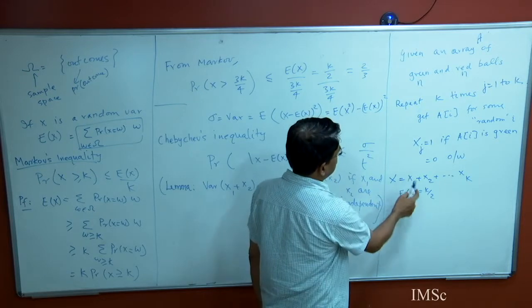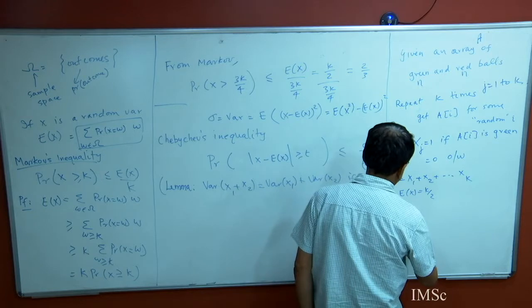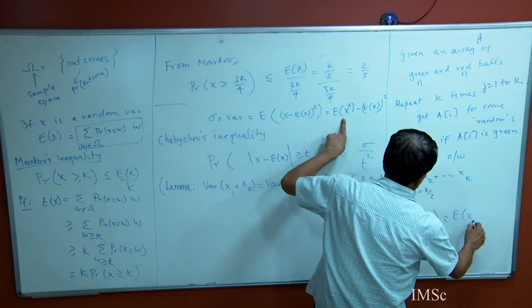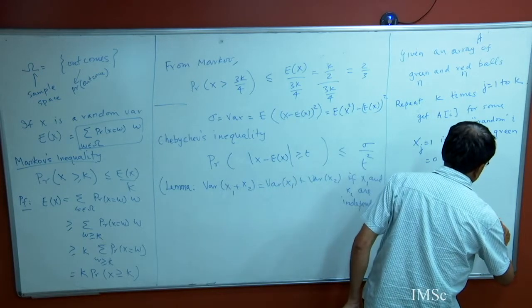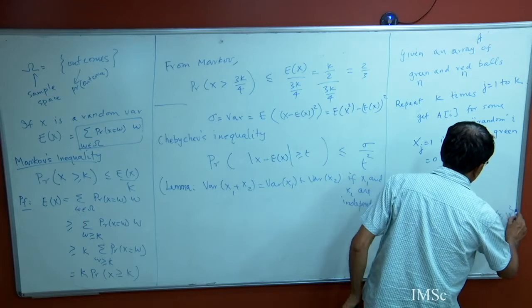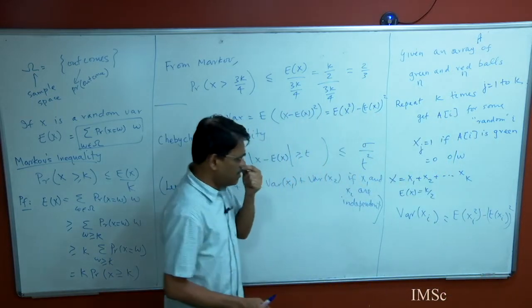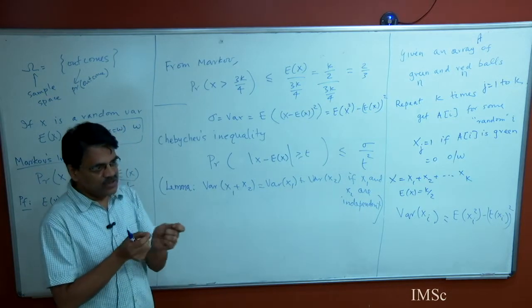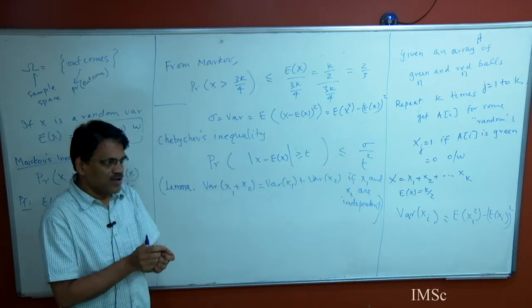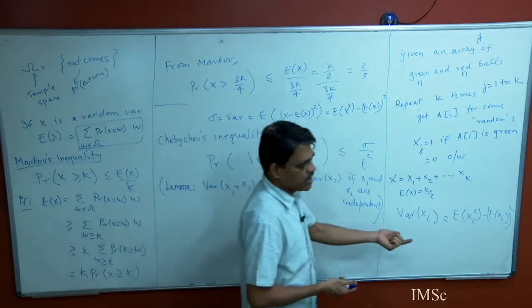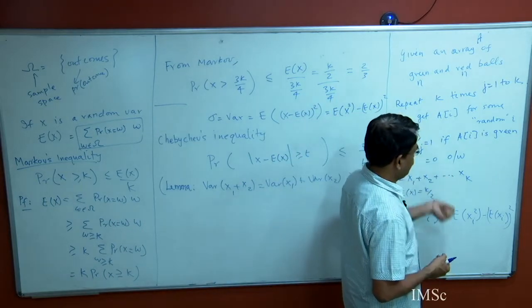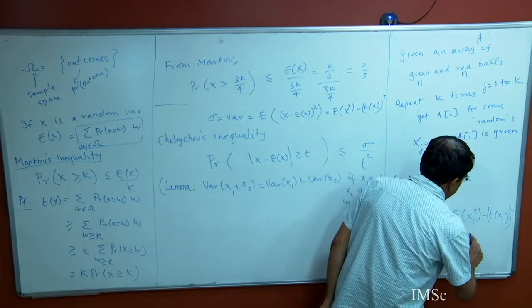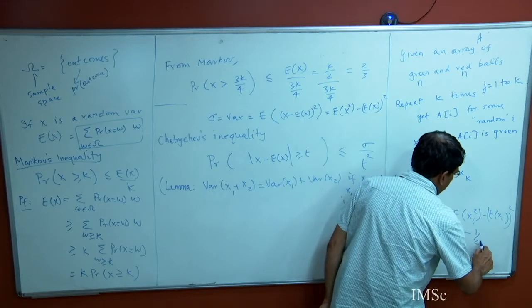So let's compute the variance of each of the xi's. What is the variance of xi? By definition, this is the expectation of xi square minus (E[xi]) whole square. What is the expectation of xi square? xi takes value 0 or 1, so xi square is the same as xi. So that expectation is also the same, right? 0 with probability half and 1 with probability half. So it's half. The expectation of xi is half, so its square is 1/4. So this is 1/4.